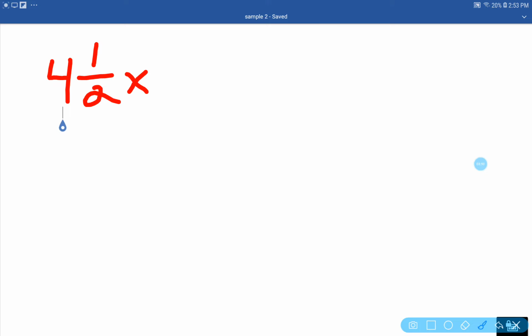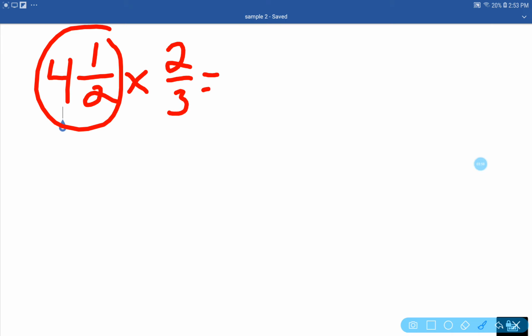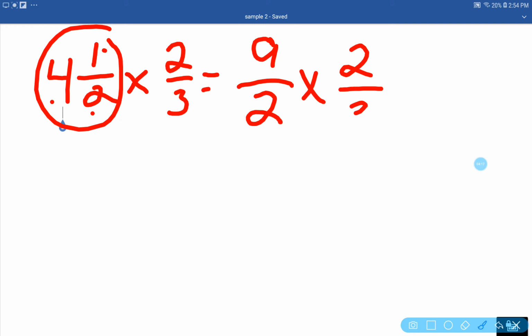Okay, so now let's look at another type of problem. So if we have 4 1/2 and we're multiplying it by 2/3. First thing we need to do is to change this number here to an improper fraction. So what you're going to do is take that 2 times the 4 is 8, plus that 1 is 9. So it's going to give us 9, and then over our original denominator of 2. Then we can multiply that by the 2/3.